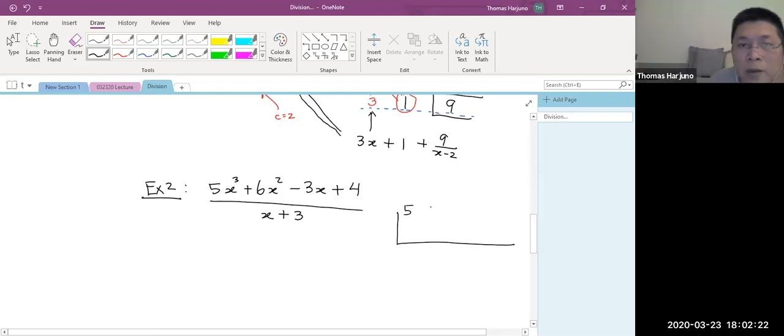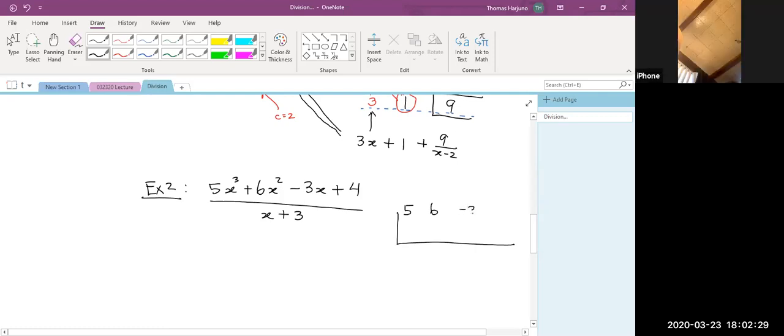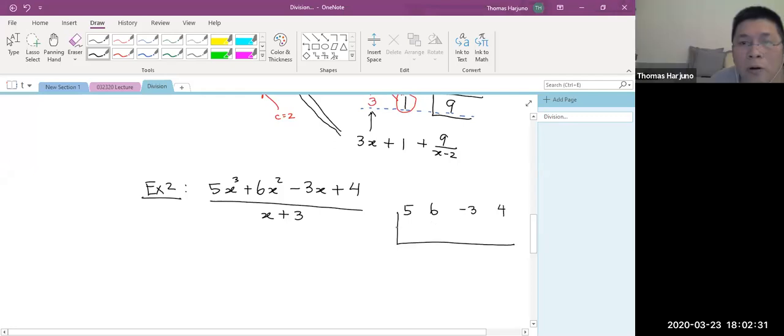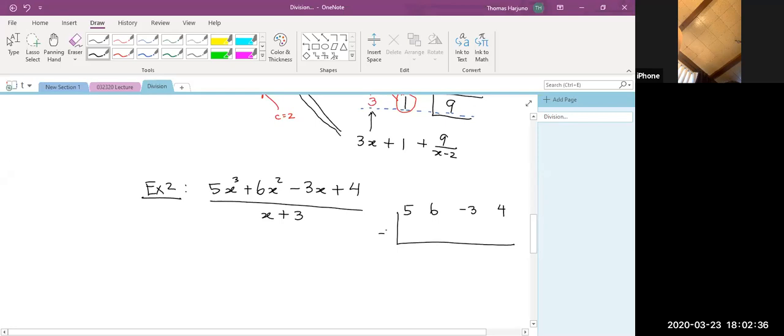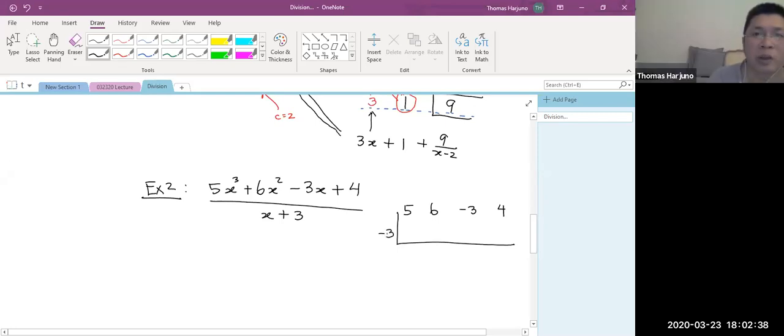Is 5 and then 6 and then -3, 4. And then what's the number outside? -3. That's right. So somebody asked me earlier, does it always have to be x minus c form? The answer is yes, but don't forget the c may be negative, like in this case. And then I write 5 here, 5 times -3 is -15. I get -9 here.